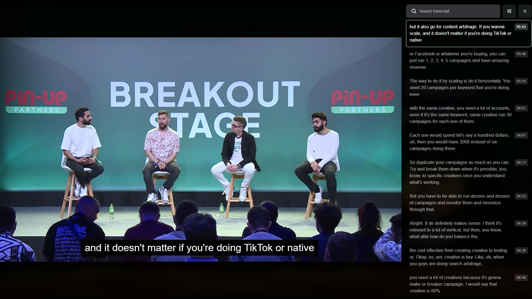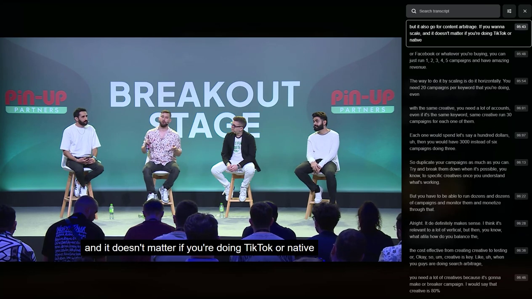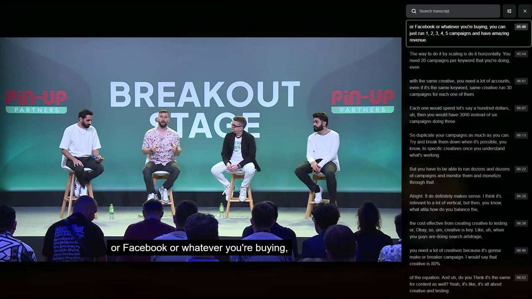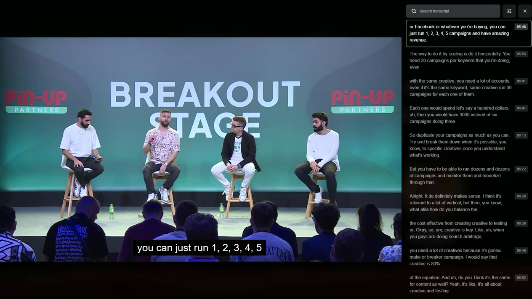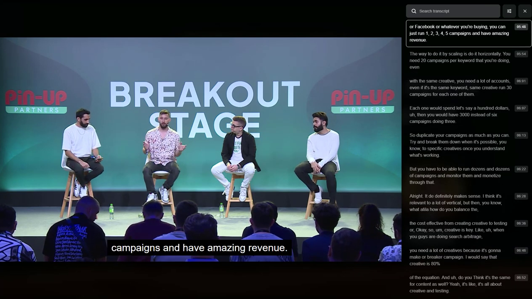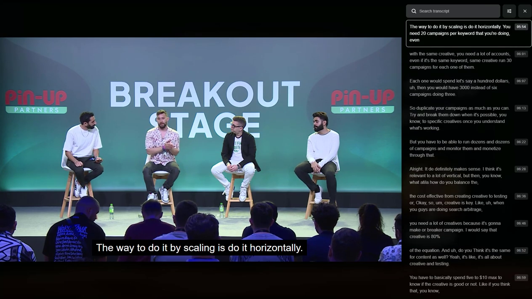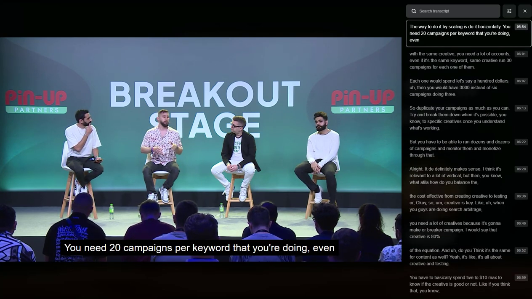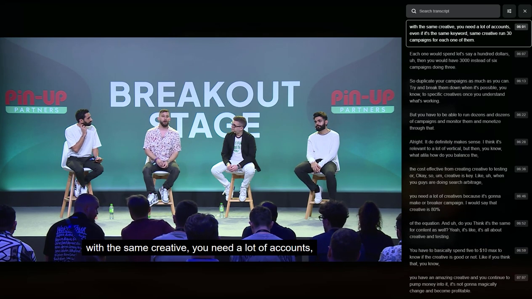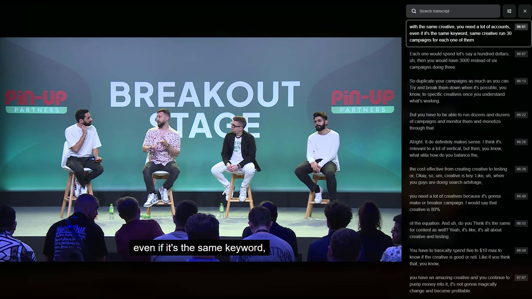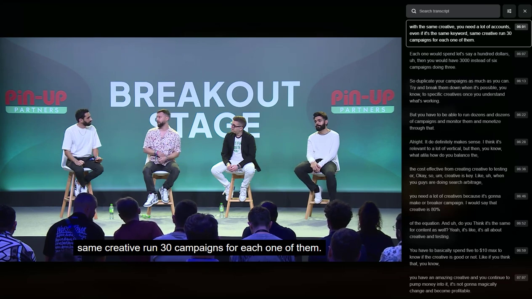If you want to scale, and it doesn't matter if you're doing TikTok or native or Facebook or whatever you're buying, you can just run 1, 2, 3, 4, 5 campaigns and have amazing revenue. The way to do it by scaling is do it horizontally. You need 20 campaigns per keyword that you're doing. Even with the same creative, you need a lot of accounts. Even if it's the same keyword, same creative, run 30 campaigns for each one of them.